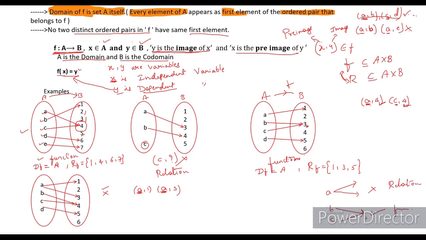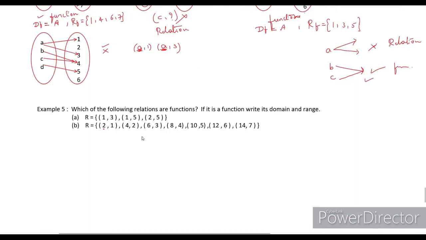For it to be a function, this is a valid mapping. Now we'll understand, given ordered pairs, how do we check whether this is a relation or a function? And how do we write the domain and range? This is an NCERT question. I always prefer to choose the NCERT questions as the examples.